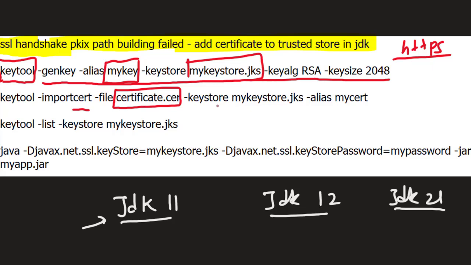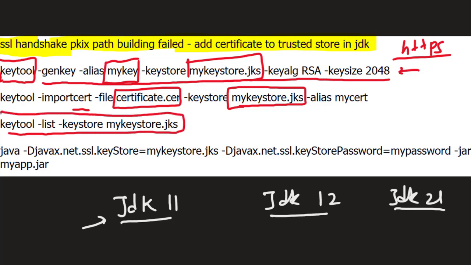And we are telling it to import that certificate into the key store that we just created with the first command. The alias for the certificate is mycert. Okay, the certificate is imported. What is next? keytool list keystore mykeystore.jks. Here we are checking that the certificate has been imported successfully into this key store.